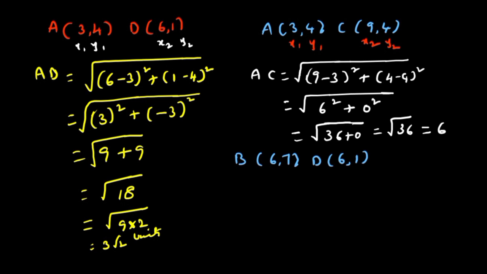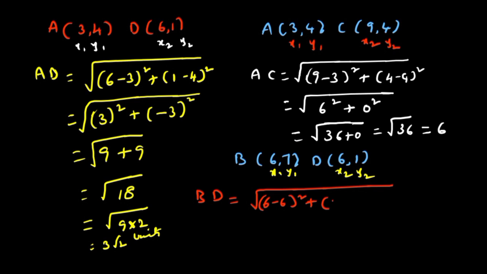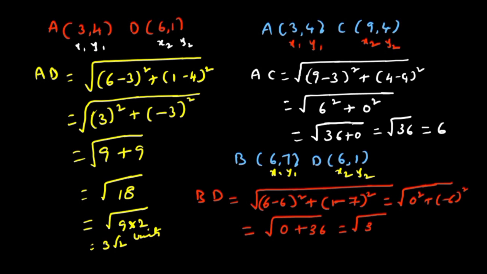Yes, this is as usual x1, y1 and x2, y2. Now what is the BD distance? The BD distance is root of (x2 minus x1) whole square plus (y2 minus y1) whole square, that is (6 minus 6) whole square plus (1 minus 7) whole square. So that equals root of 0 square plus (minus 6) whole square, that equals root of 0 plus 36. So finally it is root of 36, which is equal to 6.